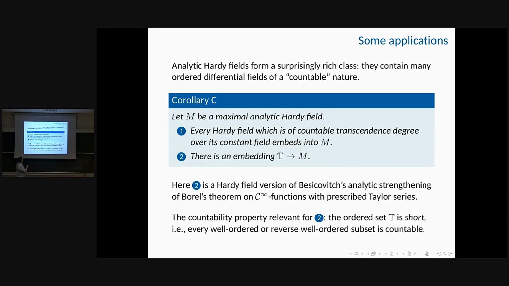Okay, and what is the countability property in part 2 that's relevant here? I'm not sure whether this is standard, but what I like to call the shortness of T. This T also has a natural ordering, like a Hardy field, and every well-ordered or reverse well-ordered subset of T is countable. This is the key countability property that's needed. Also, this T itself is huge. Yeah, it has this countability feature.